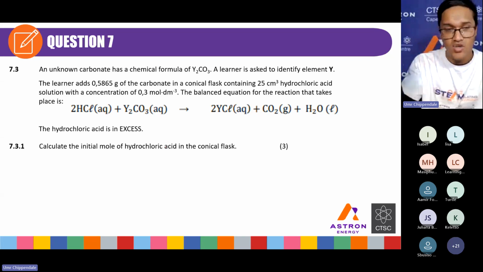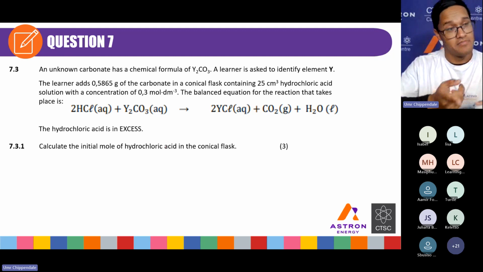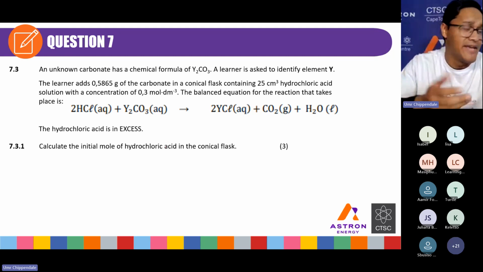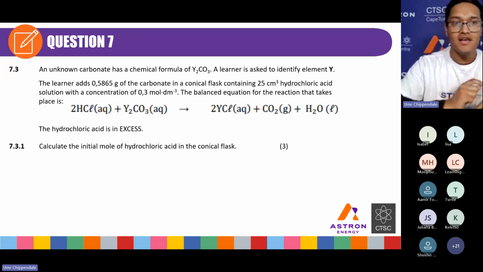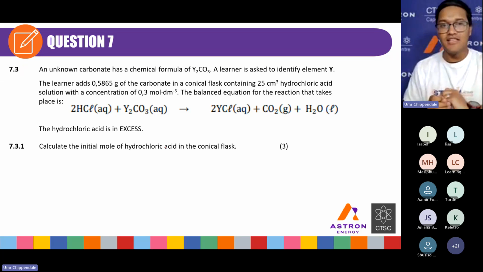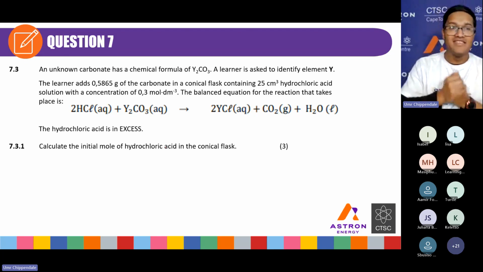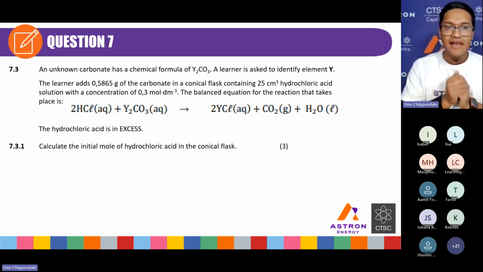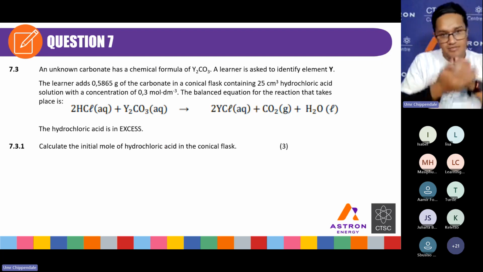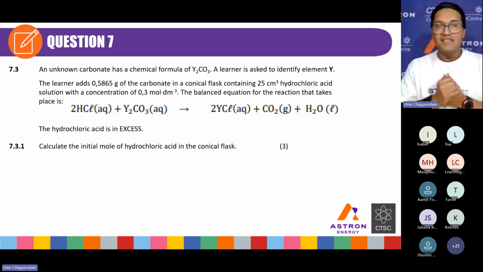And here the question continues by saying, a learner is asked to identify element Y. So they're asking you why Y is there. The learner adds 0.5865 grams of the carbonate in a conical flask containing 25 centimeter cubed hydrochloric acid solution with a concentration of 0.3 moles per decimeter cubed. The balanced equation for the reaction that takes place is given over here. The hydrochloric acid is in excess.